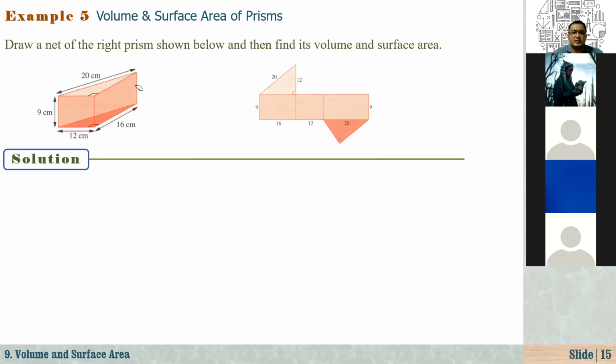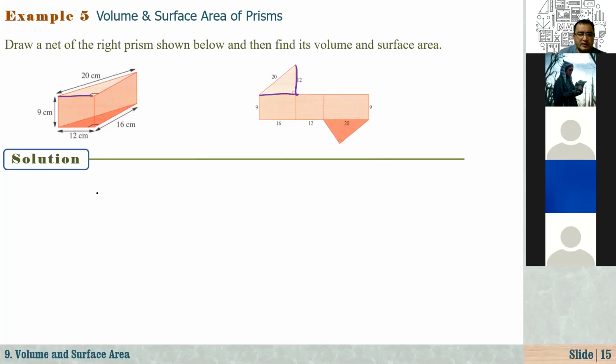One way of doing this is to cut from here: the top and the bottom. As you see here, the top is a right angle triangle, and the bottom is also a right angle triangle. The length is 20, and this height is given as 12. Now, if this is 12, you can also find this side. How can we find this? Using the Pythagorean theorem. Anyway, that is the net of this prism.